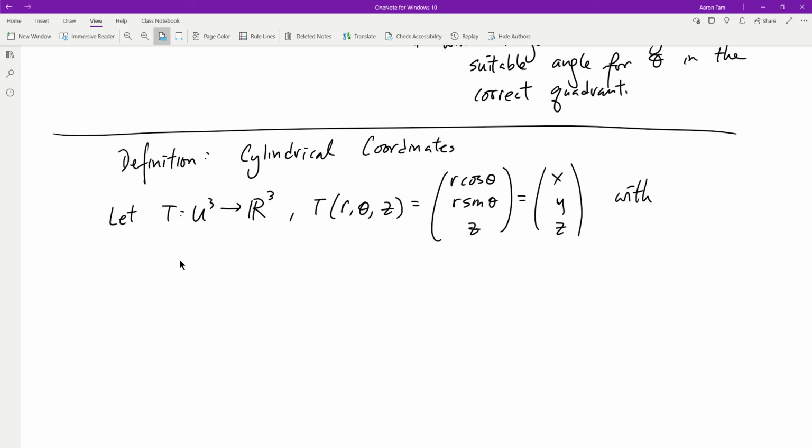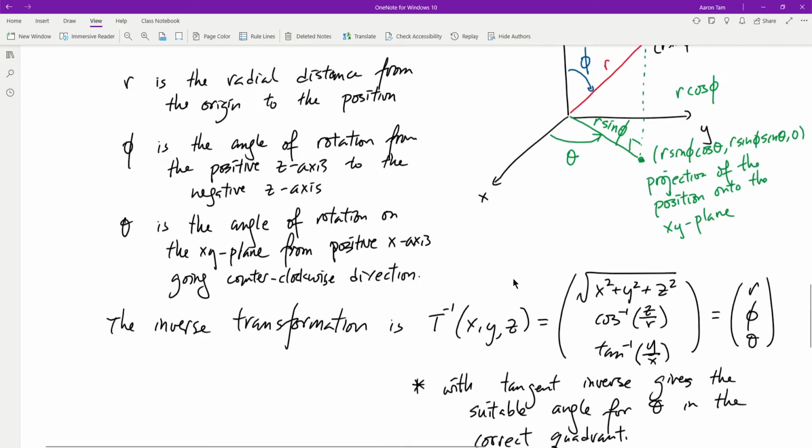And here's the domain U3, which is basically this. r goes from 0 to infinity, which is the same as the polar coordinate system. Theta goes from 0 to 2 pi, also the same as the polar coordinate system. z can be anything from negative infinity to positive infinity, which is the same as in the rectangular coordinate system.